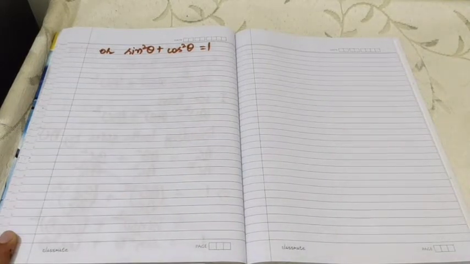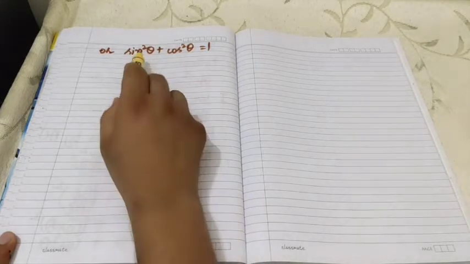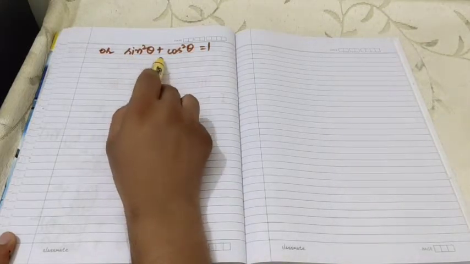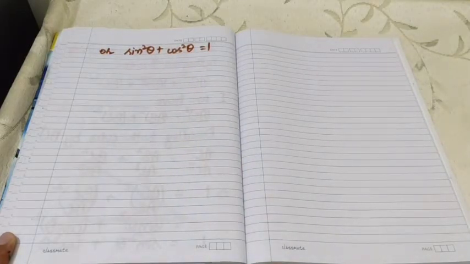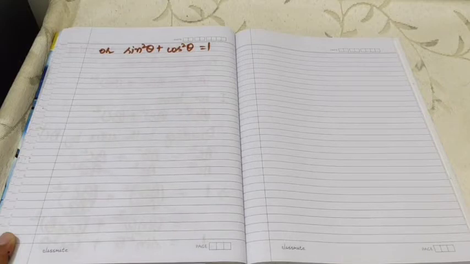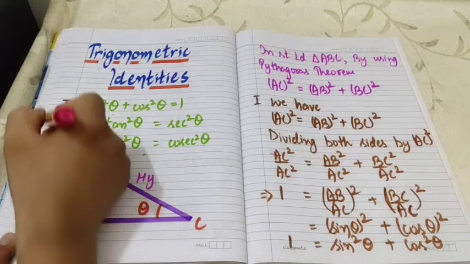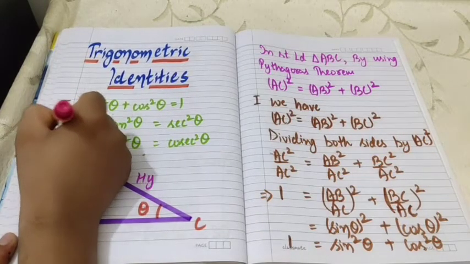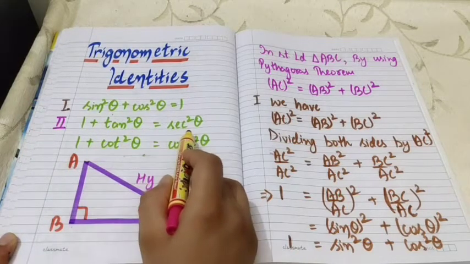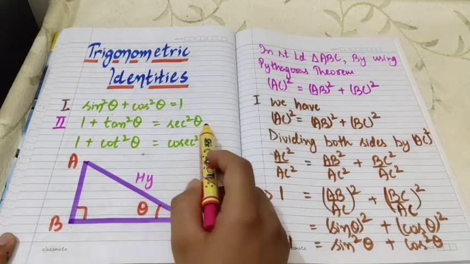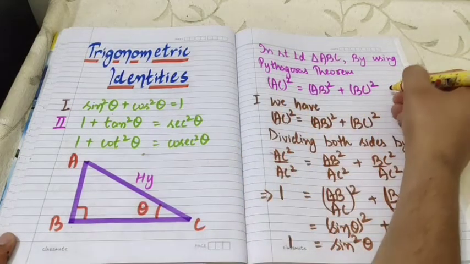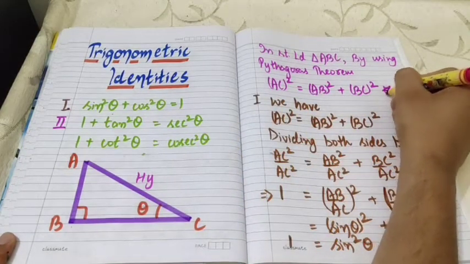That is how we have derived the first trigonometric identity, that is sin square theta plus cos square theta is equal to 1. Now let us work for the second identity, which is 1 plus tan square theta is equal to secant square theta. Well students, for the second identity, till the Pythagoras theorem step we have to do it like this only.